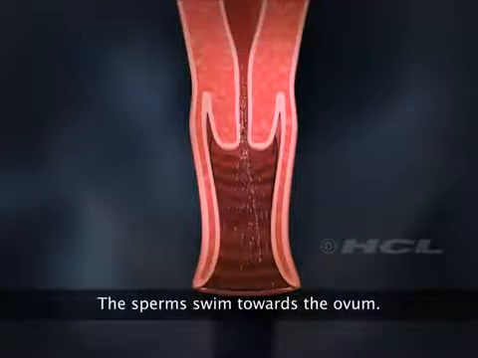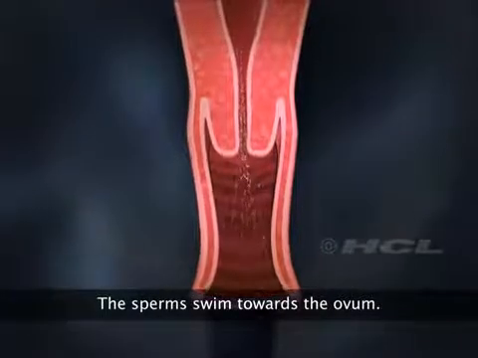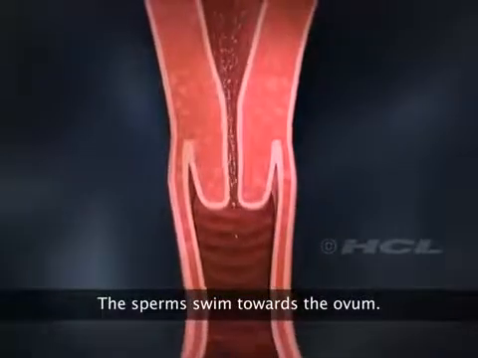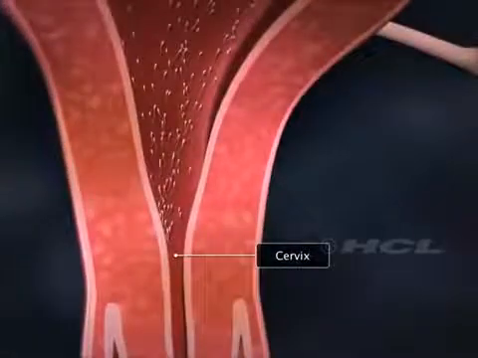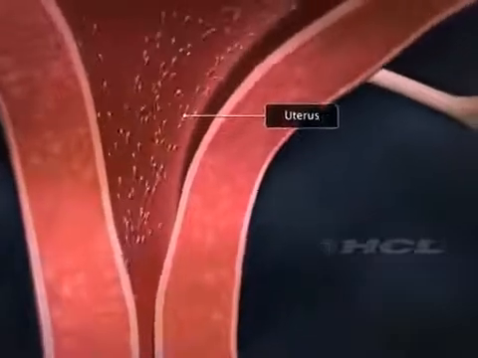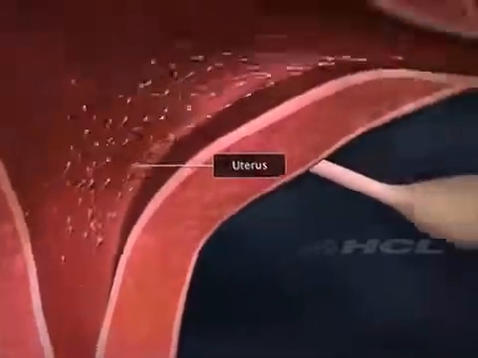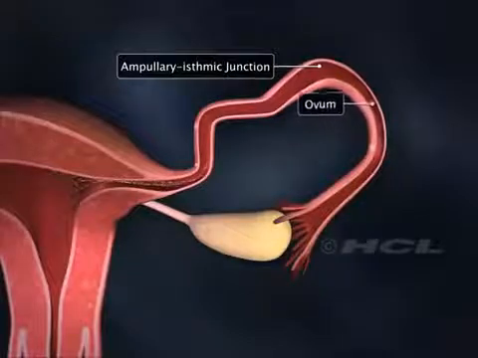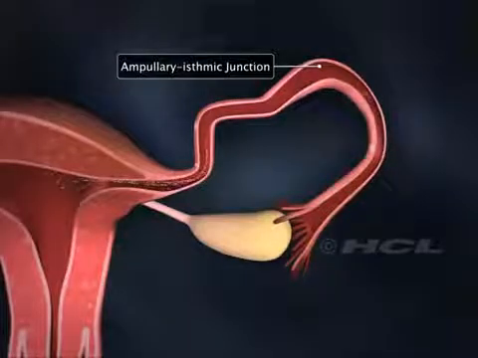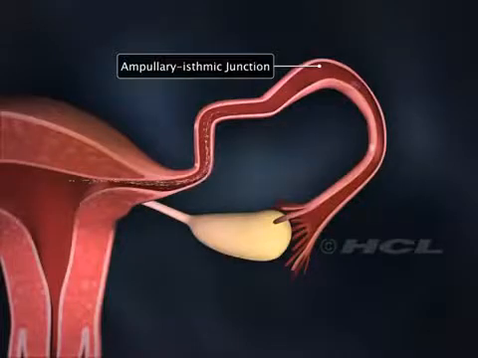Human sperms are motile and rapidly swim towards the ovum, lying in the fallopian tube. The sperms pass the cervix, enter the uterus, and finally reach the ampullary isthmic junction of the fallopian tube. This is the site where the ovum lies and fertilization takes place.